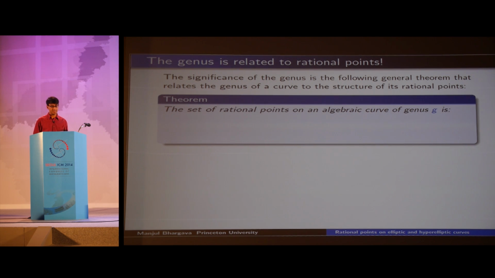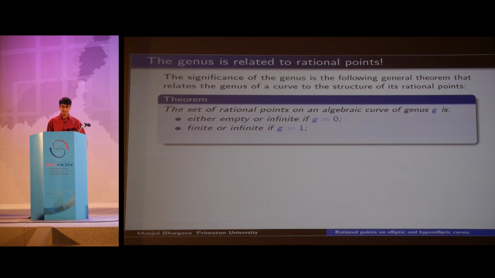So the theorem is that the set of rational points on an algebraic curve having genus G is either empty or infinite. Okay, only those two possibilities can occur if G equals 0. So if you have your h of x,y equals 0 equation, you graph it in C2, it has no donut holes, then you know that it either has 0 rational solutions or it has infinitely many rational solutions.